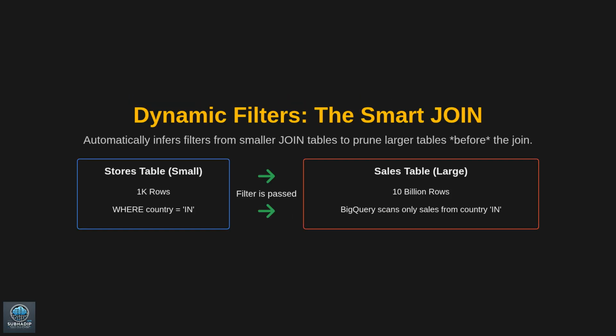Now for the really powerful part, dynamic filters. This happens automatically during join operations. When you join a very large fact table with a small, filtered dimension table, BigQuery is smart enough to take the filter from the small table and apply it to the large table before the join even happens. This is a game changer for performance.